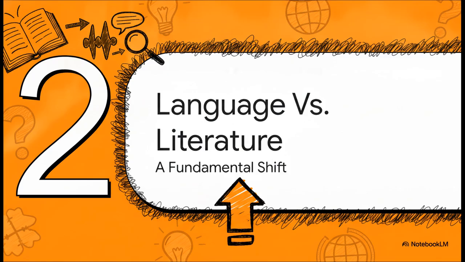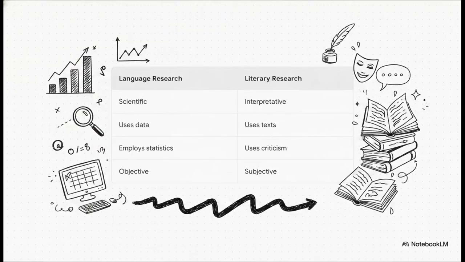Moving right along to Section 2, language versus literary studies. Now, what's really interesting here is that if you're coming from a traditional English background, you absolutely need to understand the fundamental shift we're making. The difference between analyzing literature and analyzing language itself is huge. Literary research, which you might be super familiar with, is highly interpretive and subjective. It's all about themes, characters, literary criticism, that sort of thing.